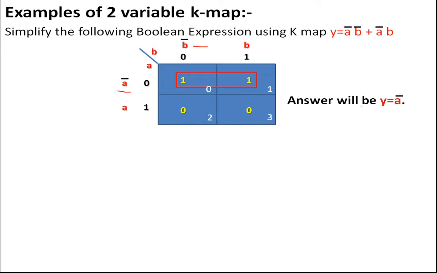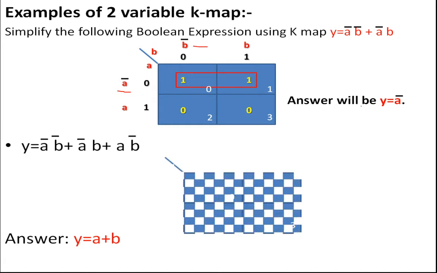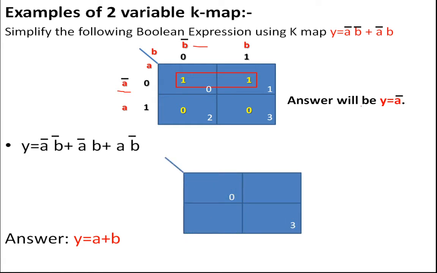So this is another example. Here you just remember how to name a cell, number a cell, and where to put the ones in that particular cell. So we have the next expression: a bar b bar plus a bar b plus a b bar.